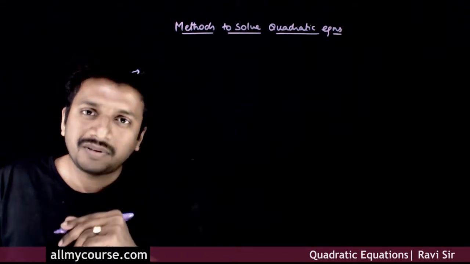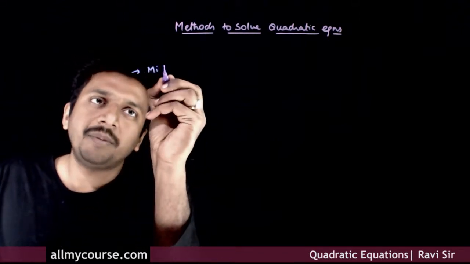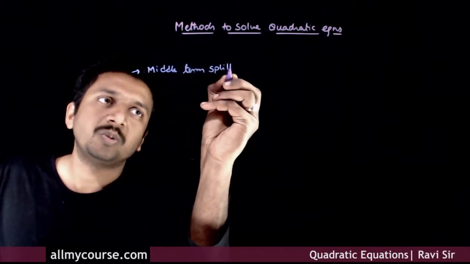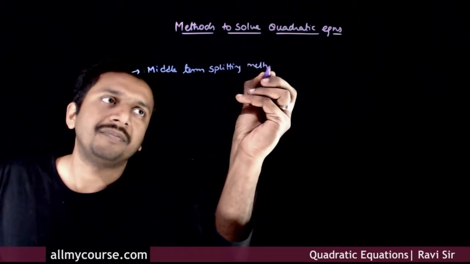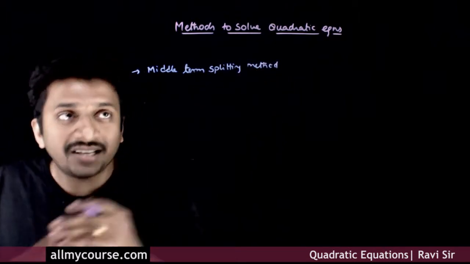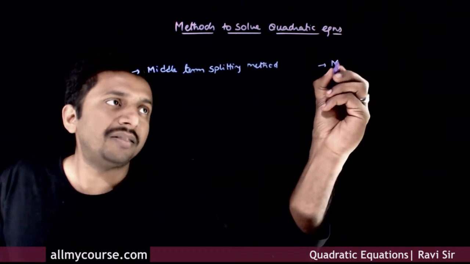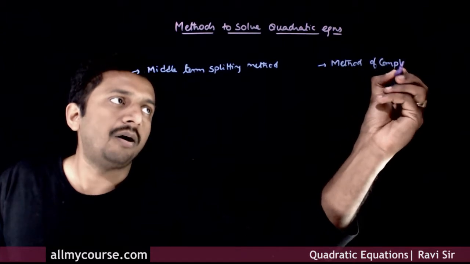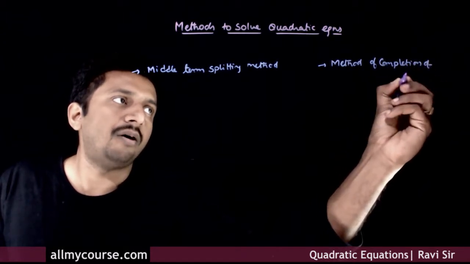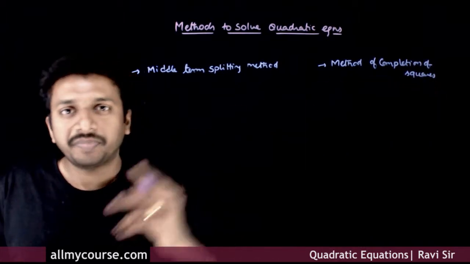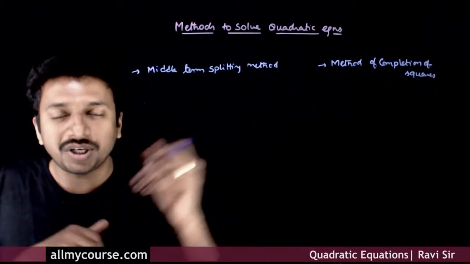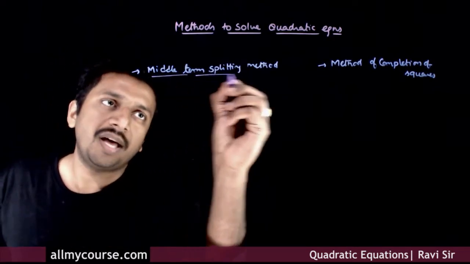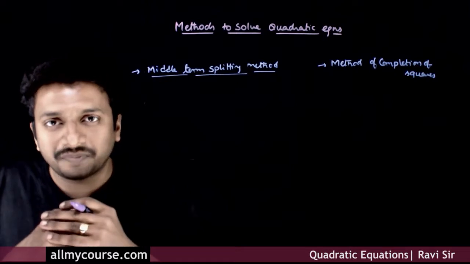The first method is the middle term splitting method. And the second method is the method of completion of squares. This second method is a more general method. This method is a more intuitive method where you need to think and solve the question.